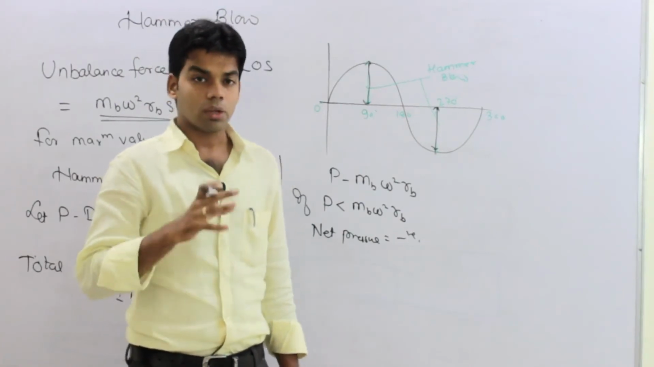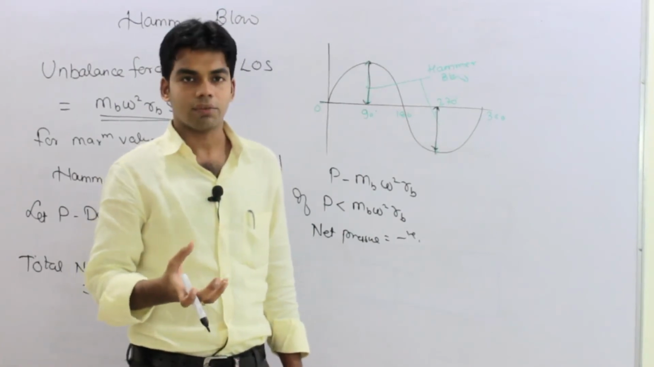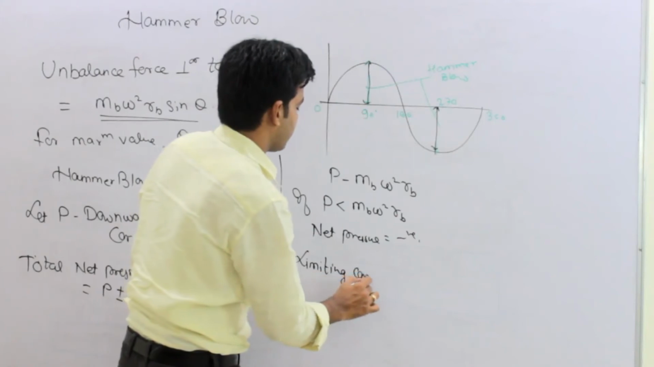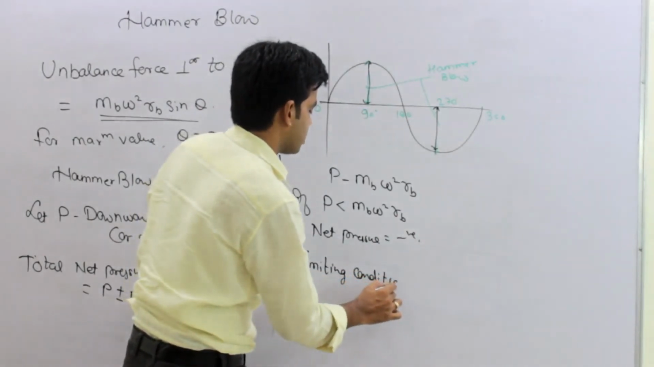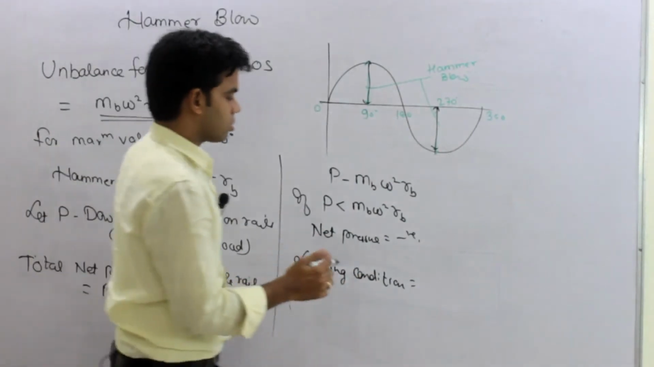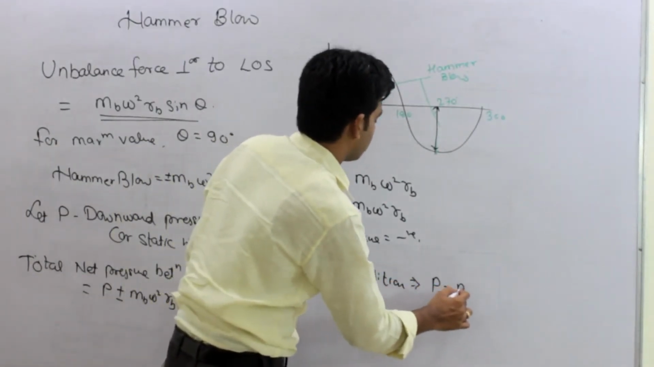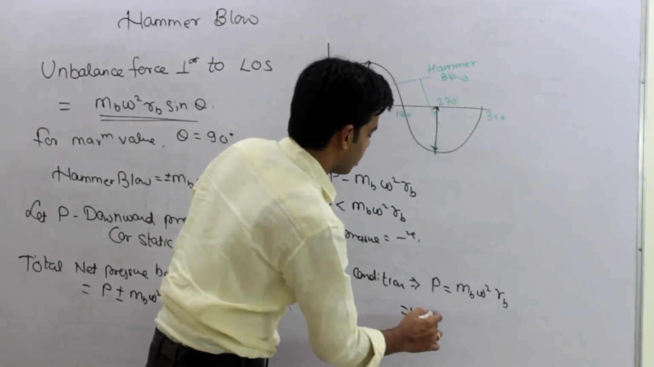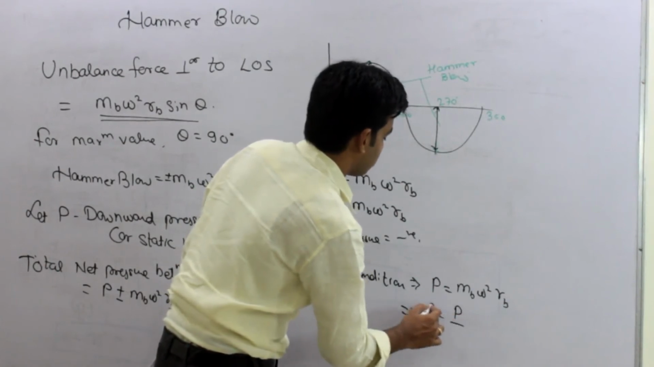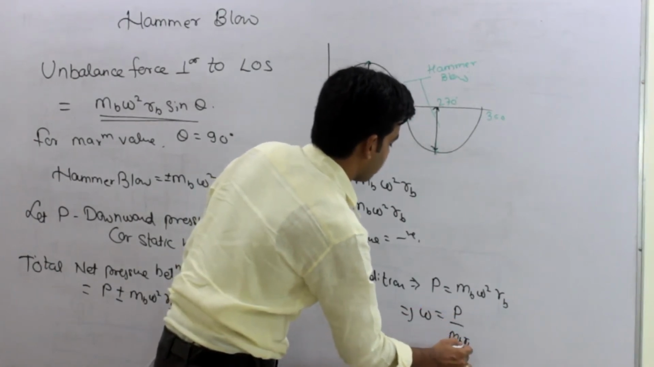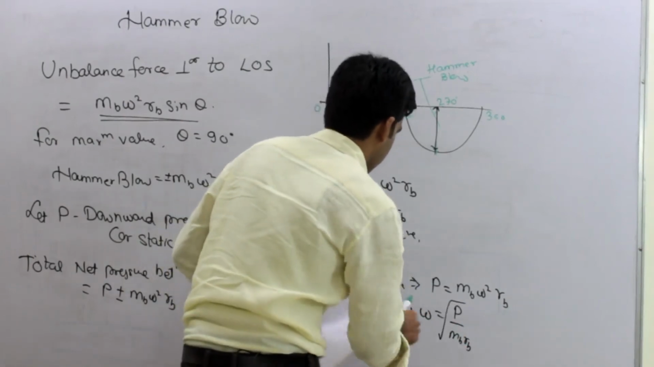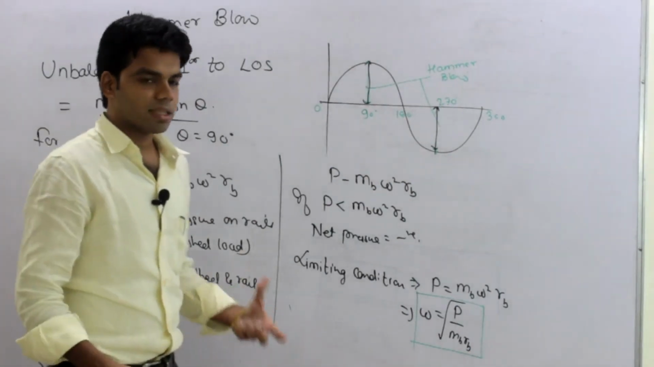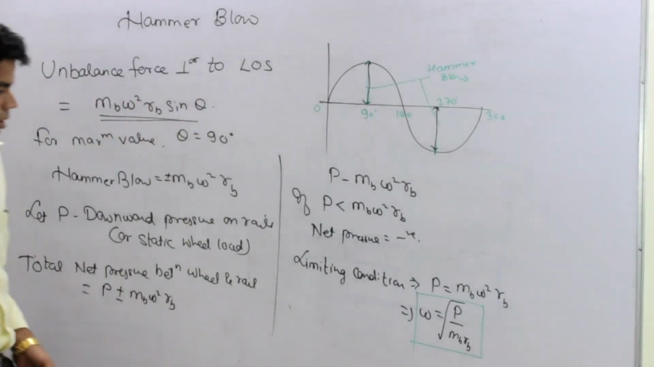Getting this or not? Okay, so in order that the wheel should stick to the rails, we have a limiting condition. What is the limiting condition for the wheels to stick on the rails? P should be equal to m_b omega square r_b. From here you can calculate the value of omega, which is equal to the square root of P upon m_b r_b. Getting this now? So from here we can determine the limiting value of speed such that the wheels should not lift off the rails. Getting this? Okay.